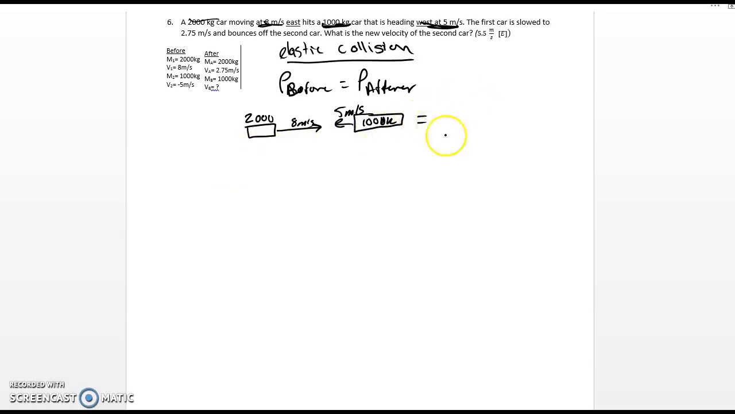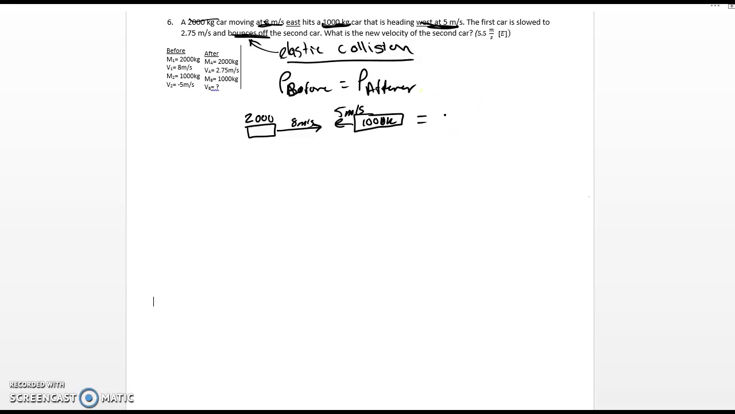So they collide, and then something occurs here. They say that the first car is slowed to 2.75 meters per second and bounces off the second car. Bounces off, that automatically tells us it's an elastic collision. And it's slowed, so it means it's still going in the same direction. And the second car, most likely, we don't know what direction it's going, but we'll find that out with this specific problem.